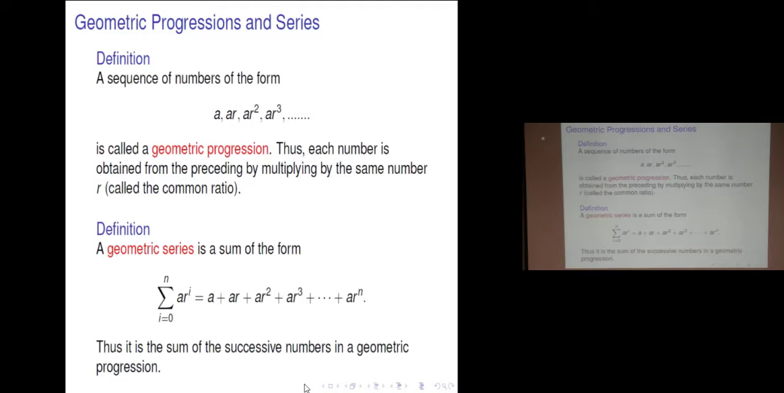So for example, we want to add A plus AR plus AR squared, all the way to A times R to the power of n, right? So in shorthand, this is the sum from I equals 0. That is the term A, right? And then plus AR, this is I equal 1, then AR squared is I equal 2, all the way to I equal n, right? So this is the geometric series, okay?